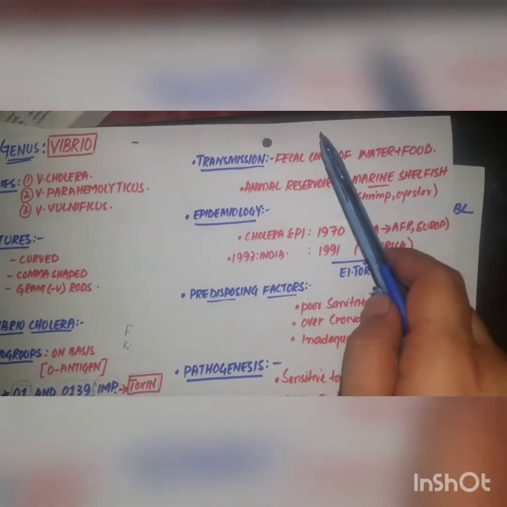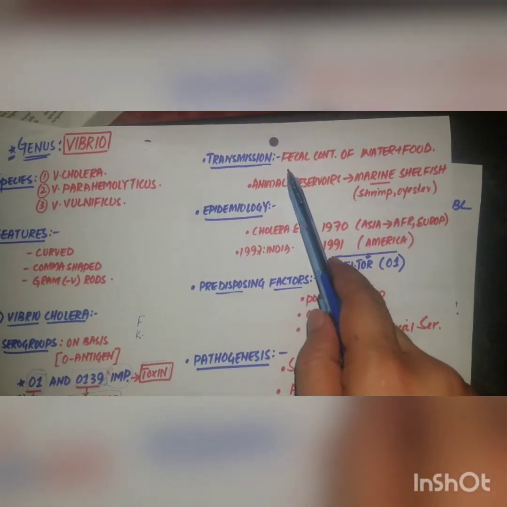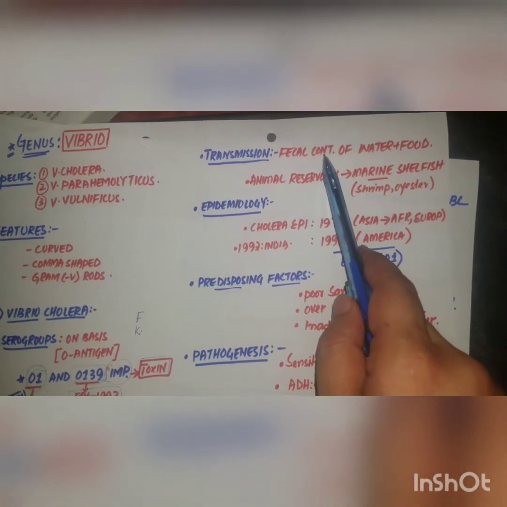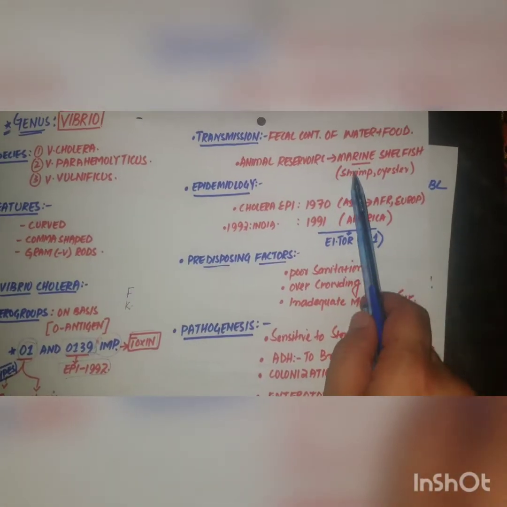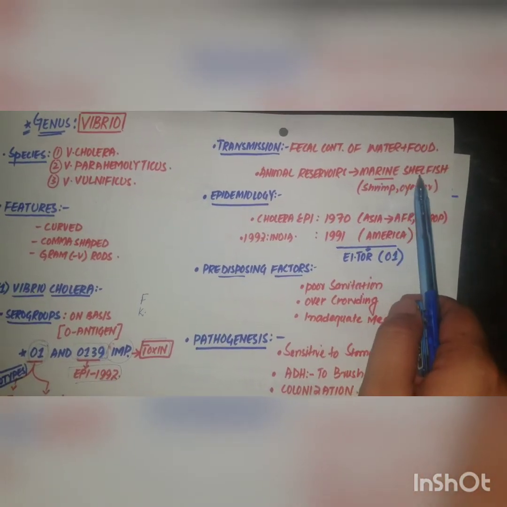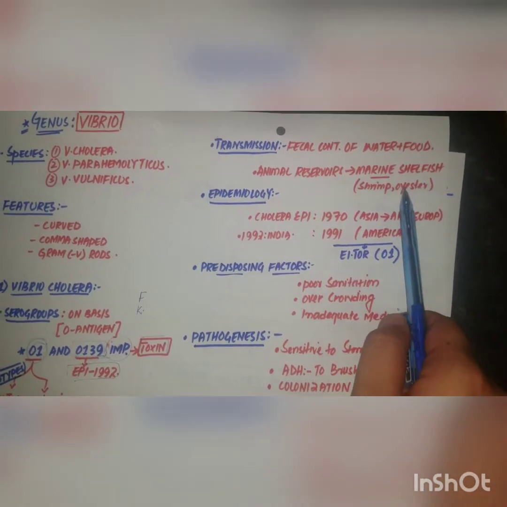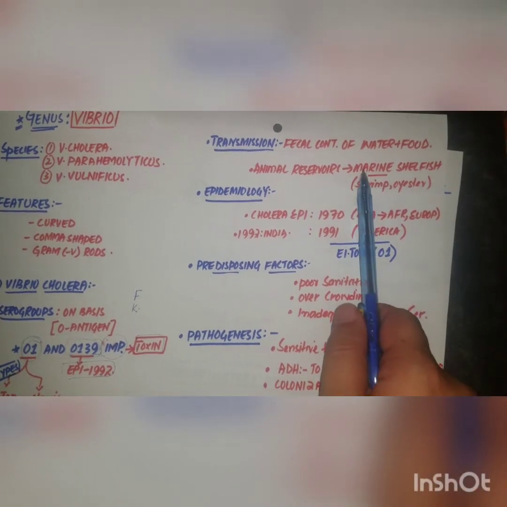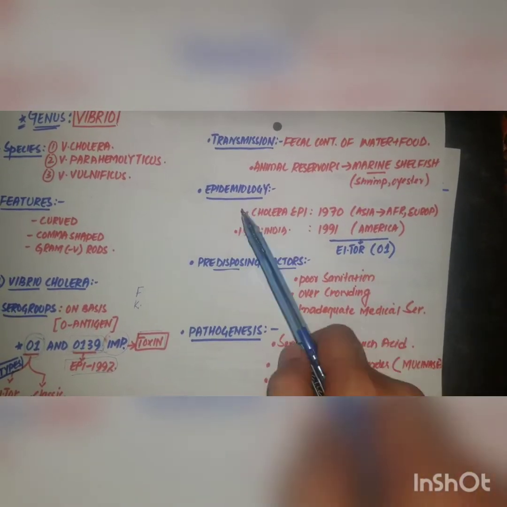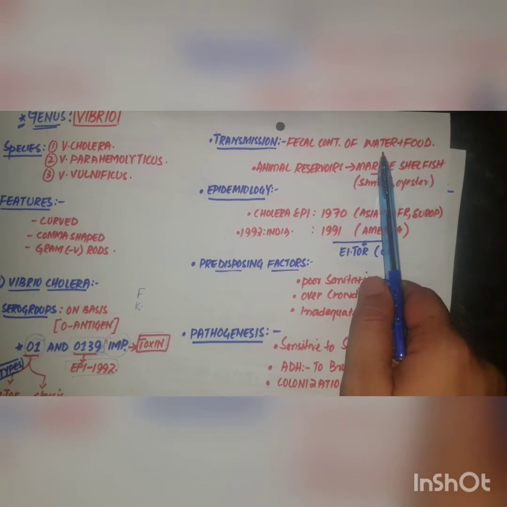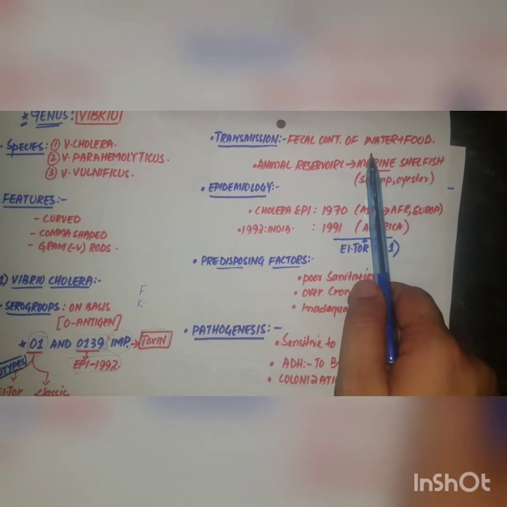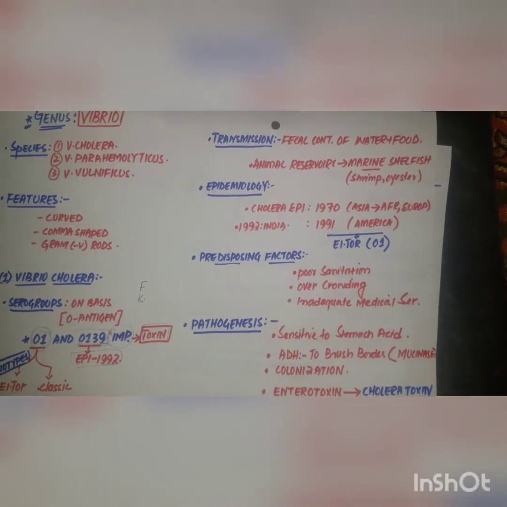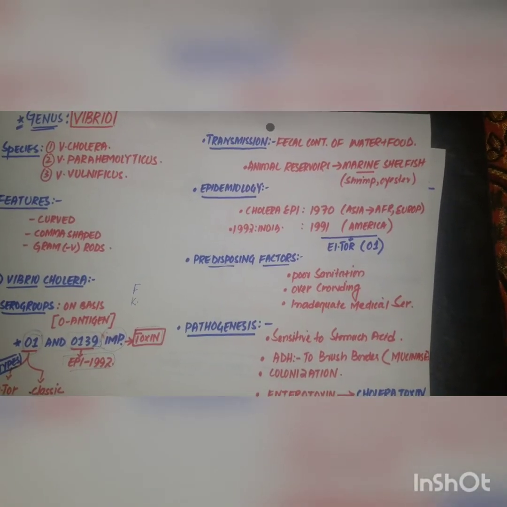Coming towards transmission, Vibrio cholera is transmitted by fecal contamination of water and food, and the animal reservoirs are marine shellfish like shrimp and oyster. So when the water or food is contaminated by human feces, and we eat or drink such food and water, it enters our body and causes the disease.